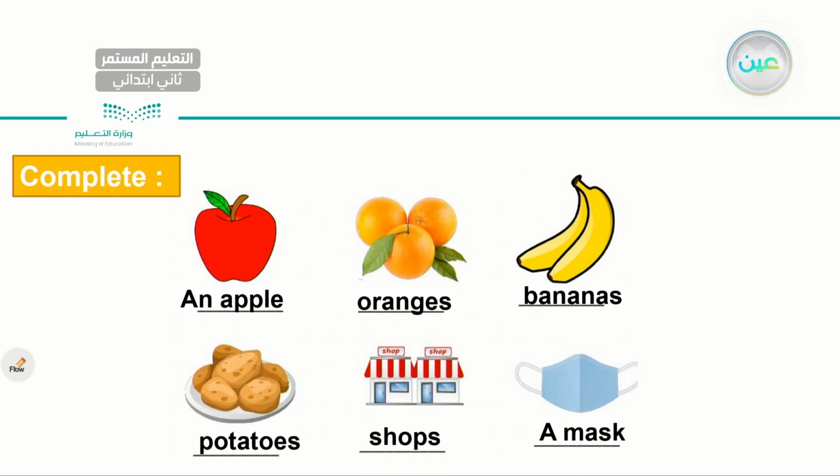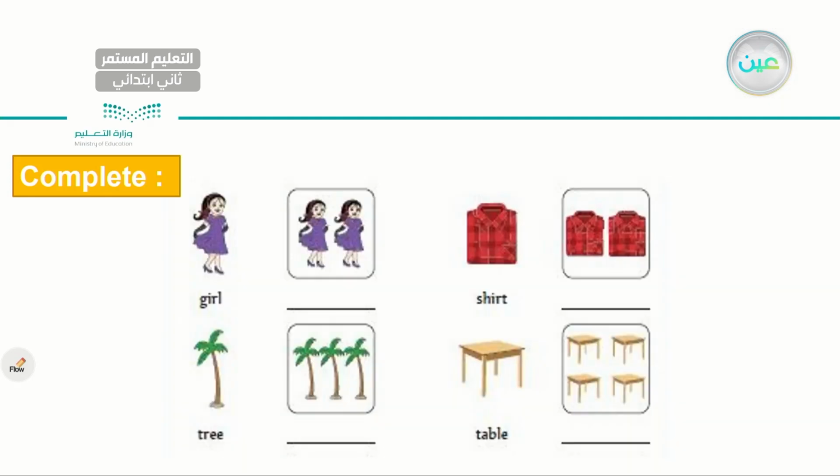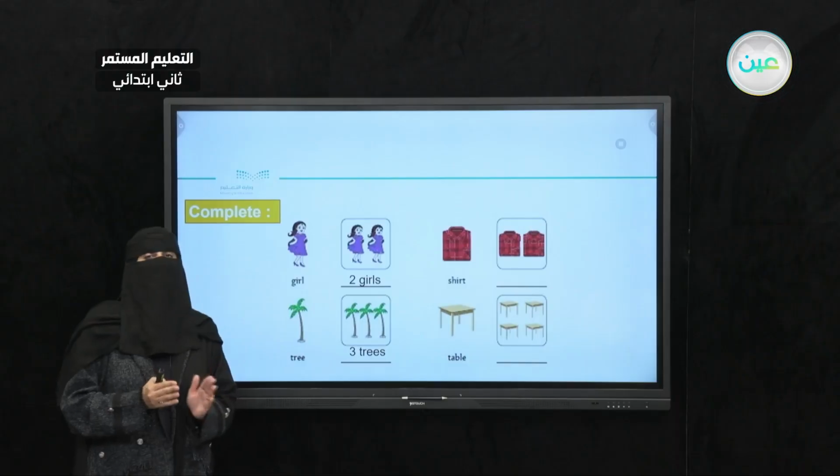A mask. So help me out. How many singulars can you see here on your screen? I can only see an apple, 1 apple, and 1 mask. The other items are plural. Okay, let's try to complete this exercise. I have a girl, singular, and I have 2 girls. I have a tree. I have 3 trees.